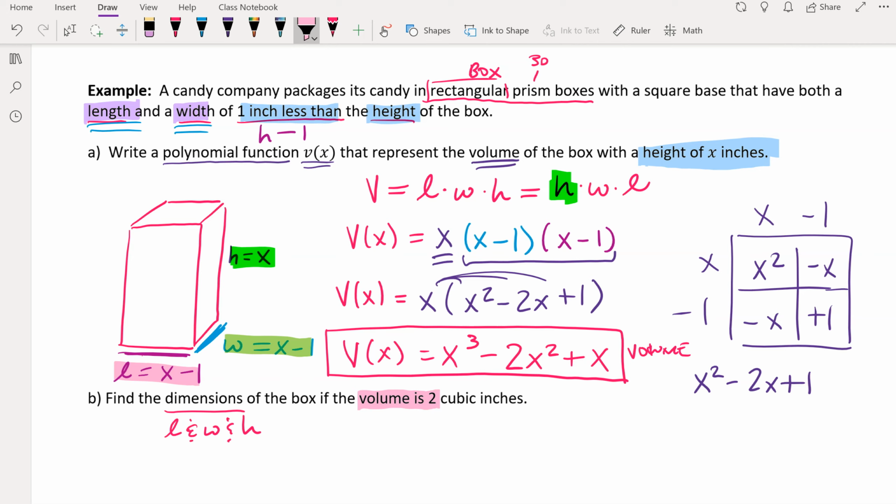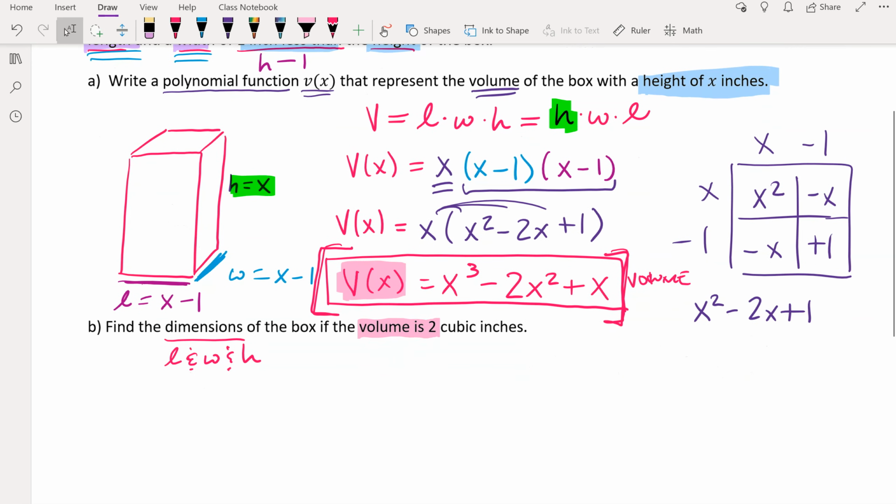Well, what in this equation that we wrote right here represents volume? Which part of the equation? The v of x. This is the volume. So we are going to plug in 2 for that whole left side. The volume, we're going to make 2. So let's go ahead and do that. Where we see v of x, we're just going to put a 2. So we're going to say 2 equals, and leave everything else the same. x cubed minus 2x squared plus x.